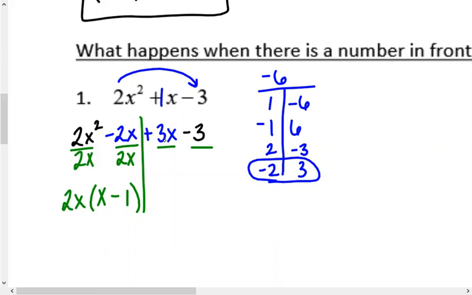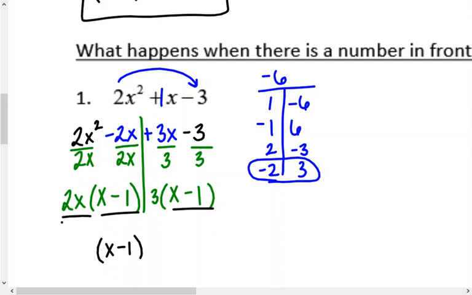GCF of the second half, I can divide them both by 3. So 3 goes in front of the parentheses, and then that leaves me with x minus 1. I know I'm right because my parentheses match, so I've got x minus 1, and then I just take my outsides. 2x plus 3. And that's it.